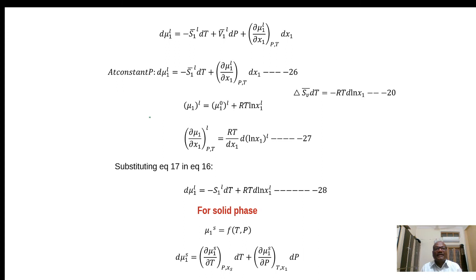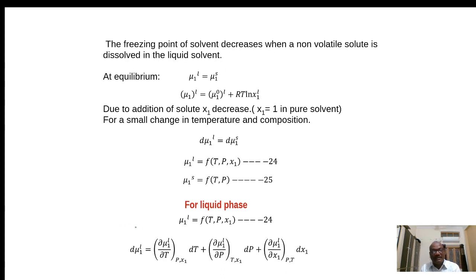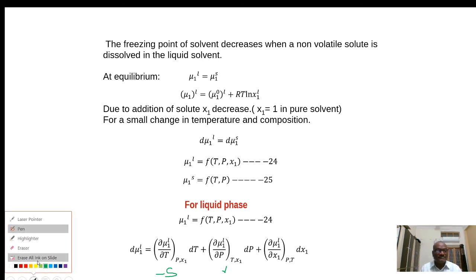Next, in d mu1 L, the first term, dou mu1 divided by dou T at constant pressure and composition, is nothing but minus S, actually the partial molar entropy, whereas dou mu1 divided by dou p at constant temperature and x1 is V1, the partial molar volume. But instead of partial values, finally we will equate the partial molar entropies and partial molar volumes to the molar entropy and molar volume. That's why we are directly considering the entropy and volume terms as they are here, not the partial terms. We can also use the partial terms.